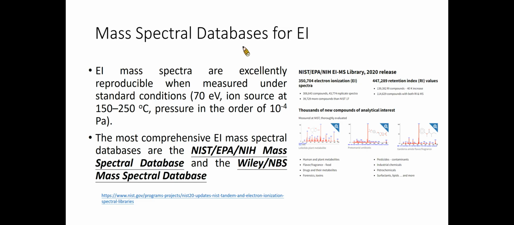As EI mass spectra are excellently reproducible when measured under standard conditions, the databases have been developed using the EI mass spectra. The most comprehensive EI mass spectral databases are the NIST mass spectral database and the Wiley mass spectral database. The latest NIST EI mass library was released in 2020, containing over 350,000 EI spectra.